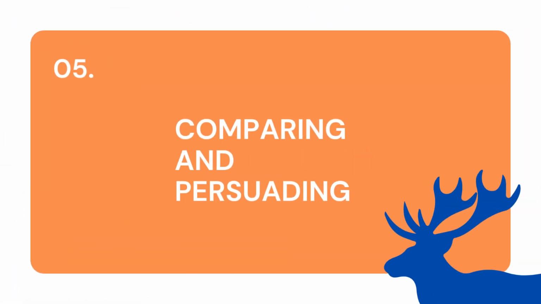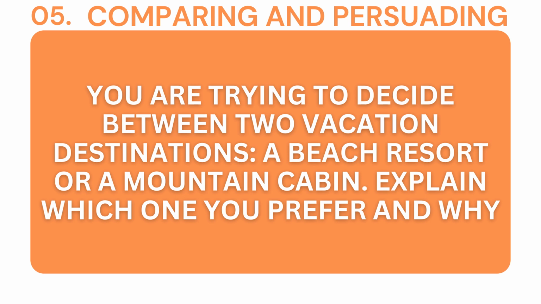Task 5, comparing and persuading. You're trying to decide between two vacation destinations: a bright beach resort or a mountain cabin. Explain which one you prefer and why.